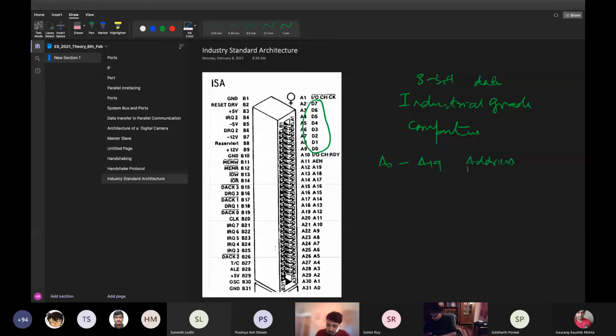Sir, yes, 32 address lines are there. A0 till A31. No, those are actually numbering. Okay. So this is a standard architecture. Listen to me, let me tell you one thing here. These standards are available on the PC. I can show you some picture that will make things more clear.